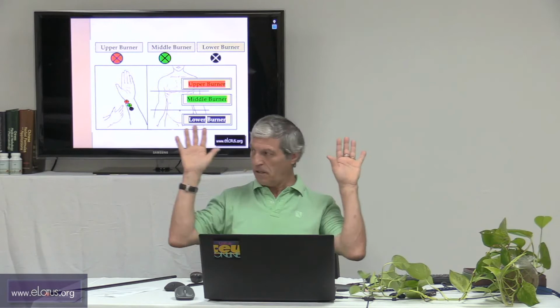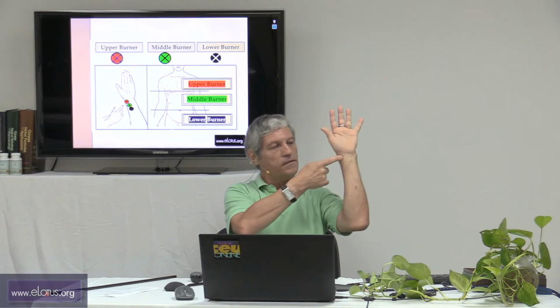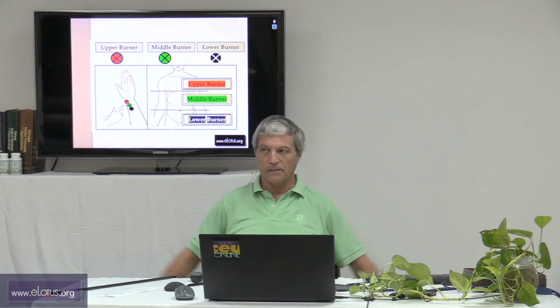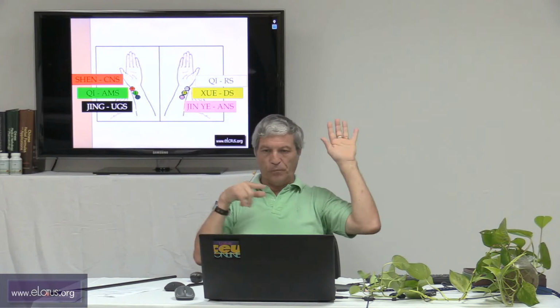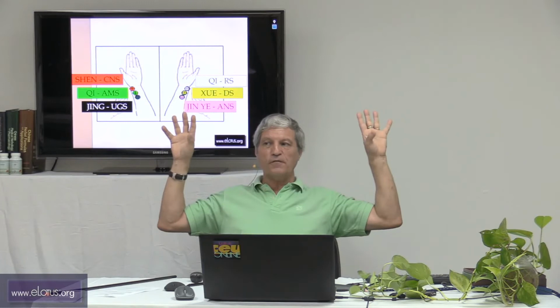So urogenital system, the lower burner. After that articulomuscular system and central nervous system. We have the triple burner, upper, middle, lower. Not like this, like this. Because the tip of the body is the fingers. Like this. So you have the name of each. Shen, Qi, Qing. Qi, Sui, Qing. You look at it differently from Chinese.